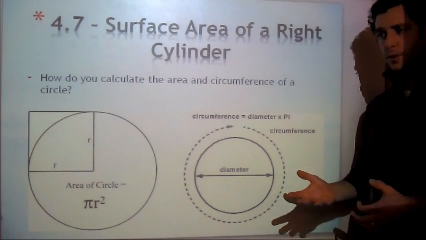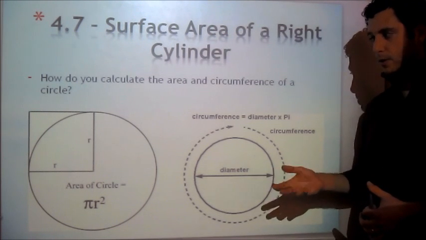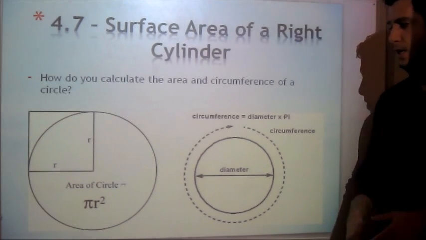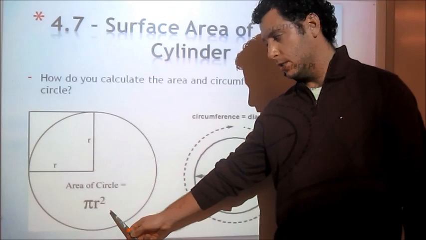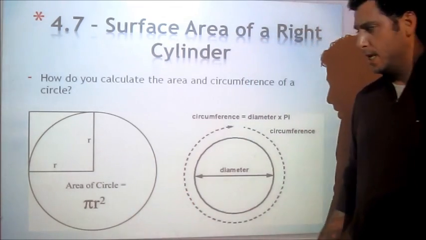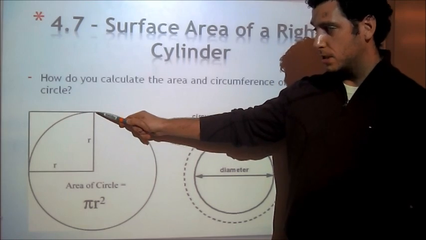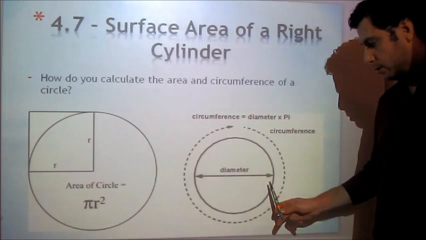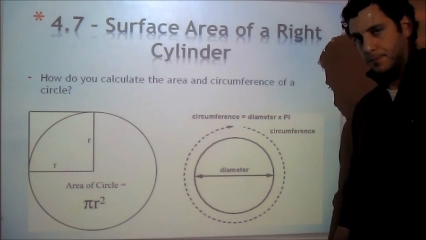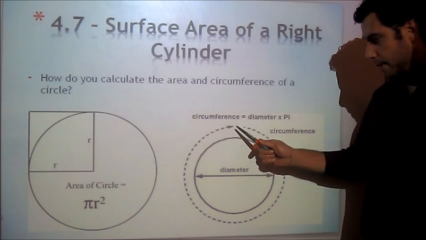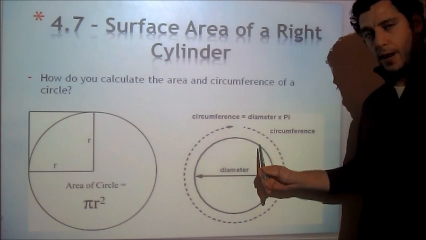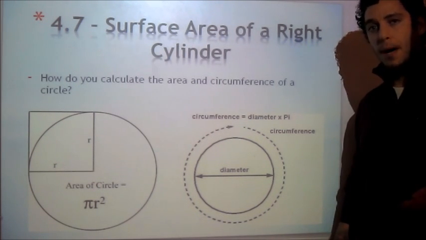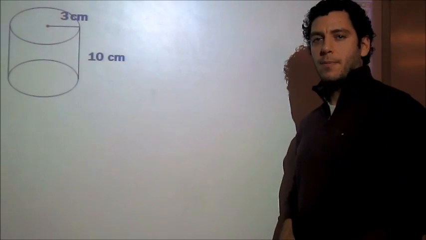Now in a cylinder, of course, we have bases that are circles. So let's review some circle formulas. To determine the area of a circle, you use the formula pi r squared. The distance from the center of the circle to the outside of the circle is called the radius. And the distance right across a circle from side to side is called the diameter. The circumference of a circle, which is the distance all the way around the circle, is determined by multiplying the diameter by pi. Let's try a couple of examples.